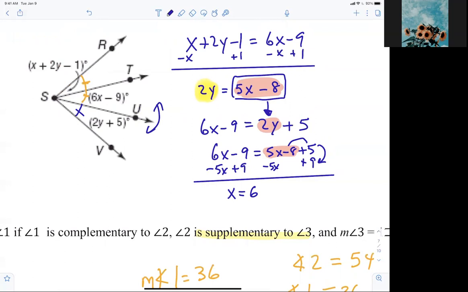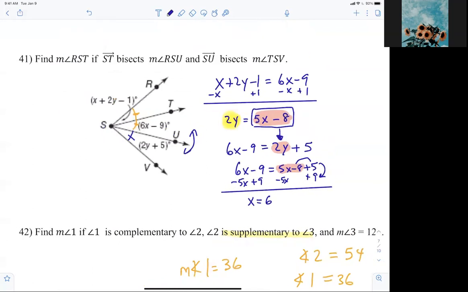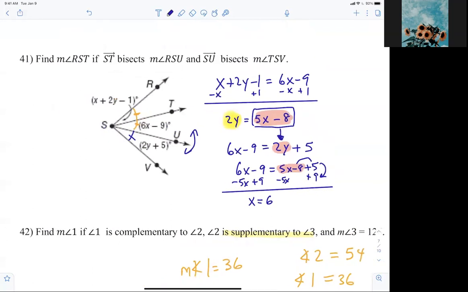Okay. Now that x is 6, what does it want? Find RST. So I'm trying to find this angle, right? But that angle is the same as all of the angles, right? So now I want you to be smart. Do I really have to find y? No, because I can take 6 and just plug it in right here. And so what's 6 times 6 minus 9? 27. 27 degrees. So the measure of angle RST is equal to 27 degrees. That's really good. Like I said, if you got that, I think you're in great shape for tomorrow.